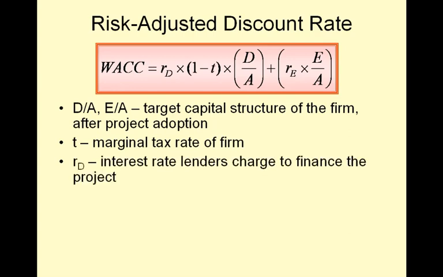Third, the cost of debt, or the interest rate that lenders charge to finance the project. Now, the cost of debt depends on the business risk of the project and the financial risk of the project. That is, lenders will require higher interest rates for projects that consist of riskier businesses. They will also require higher interest rates if the projects are financed by higher percentages of debt.